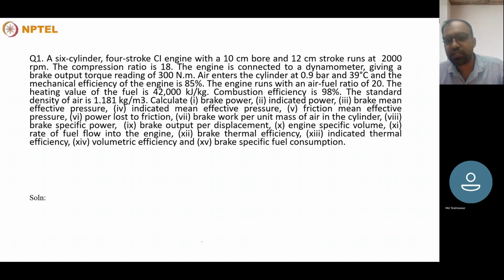This is a problem which comprises almost everything which we have learned in the fundamentals of IC engines. So solving this problem will give you an idea regarding the fundamentals. Let us start solving this problem.